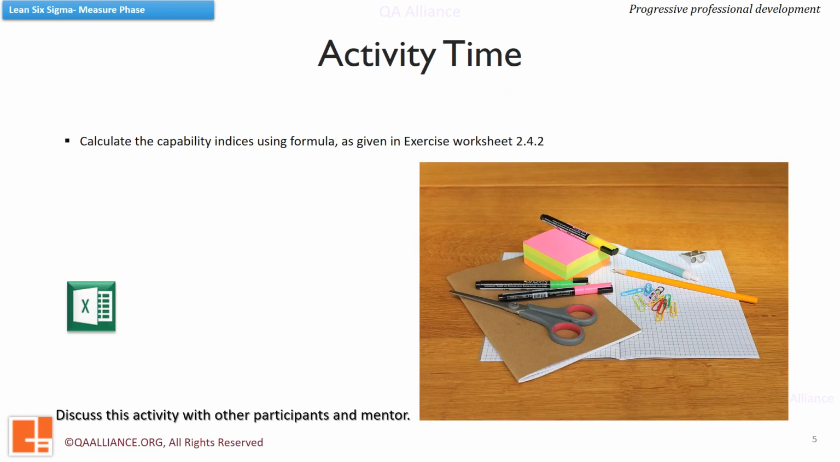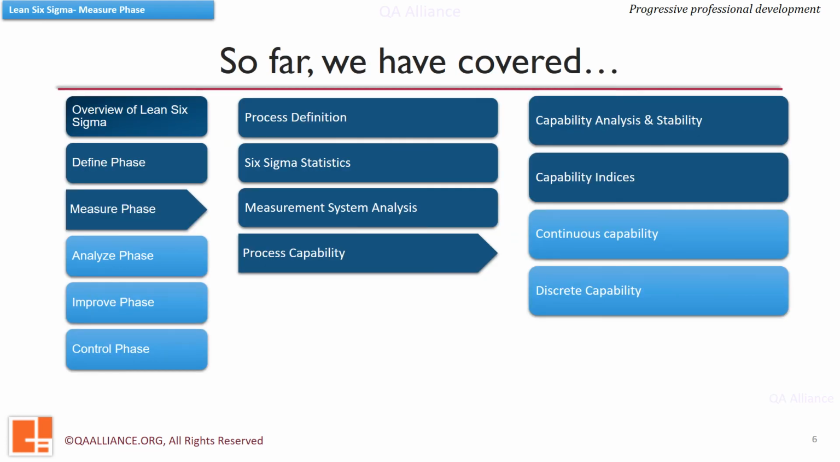Now let us practice what we just learnt. In the exercise book you'll find sheet 2.4.2 where questions are given. Solve those and discuss the answers with your mentor. Now we will move to the next lesson.